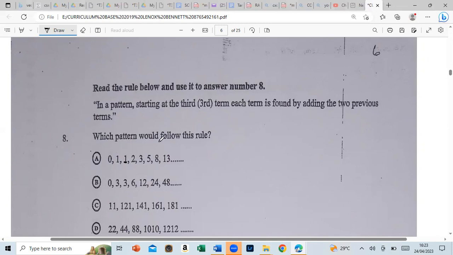Adding the two previous terms. All right, so we have 0 and 1. That is 1. 1 and 1, that make 2. 2 and 1 make 3. 2 and 3 make 5. 5 and 3 make 8. 5 and 8 make 13. So we don't need to go any further.